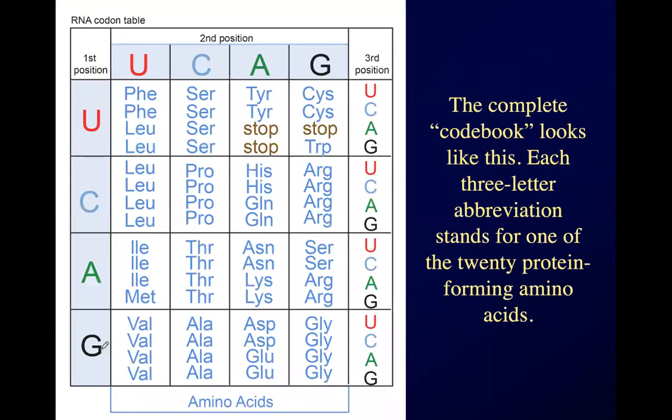This, by the way, is what the code book looks like. So UCA is, here's a U, there's C, and right there is A. So that's serine. If we want to find out what Abilene Christian University stands for, there's A, C, and then in that box where they intersect, there's U. So Abilene Christian University stands for the amino acid threonine.